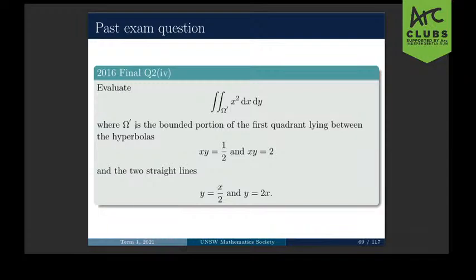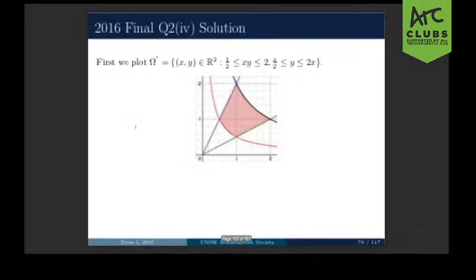So I guess the first thing you want to do is to actually draw up this region. So it's the region that's bounded by the curves xy is equal to a half, xy is equal to 2, and the lines y equals x on 2, y equals 2x.